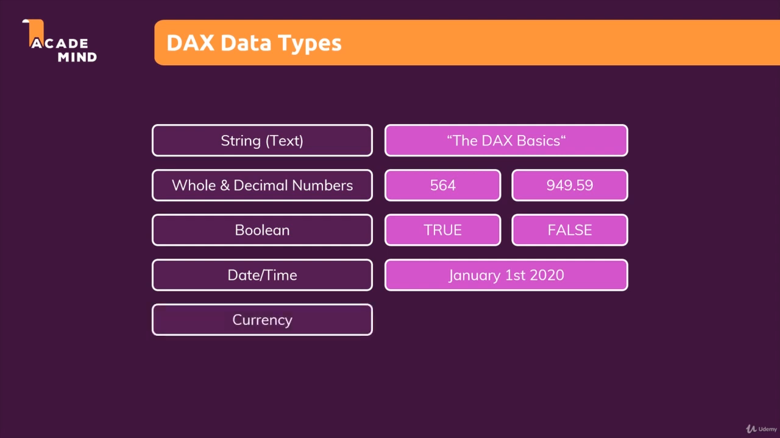We also can work with currencies and also with blank values, NAs. Both are data types you can find in DAX. So we know the syntax and we know the data types. Now it's time to dive into operators. Let's find out what these are.